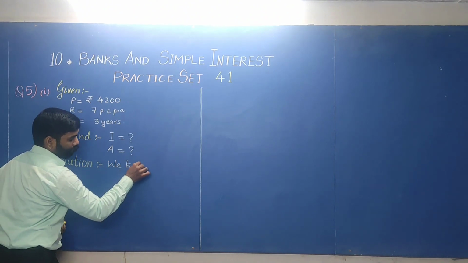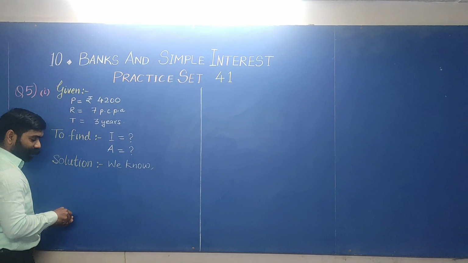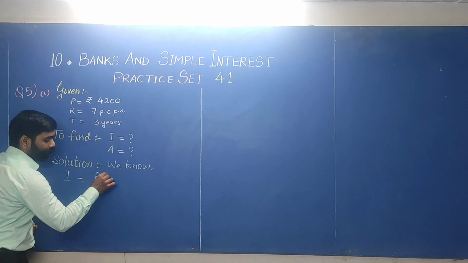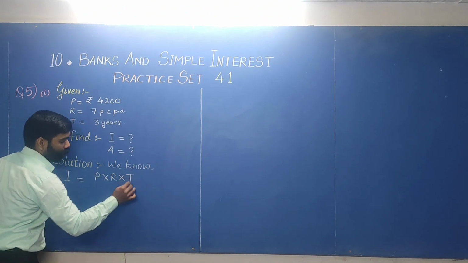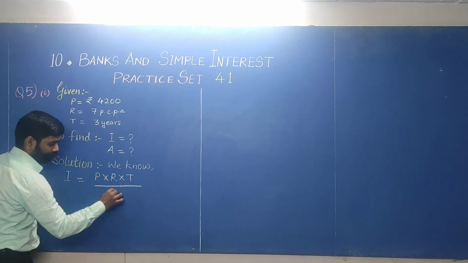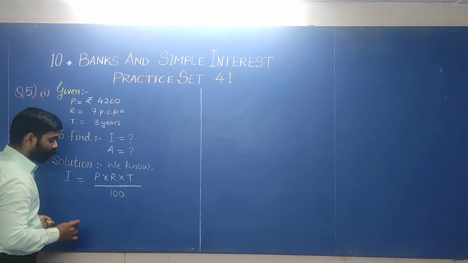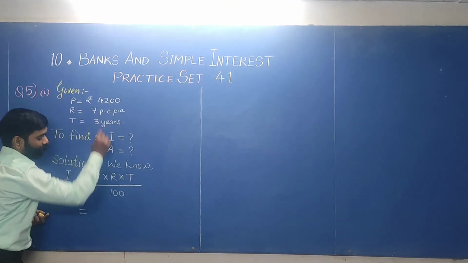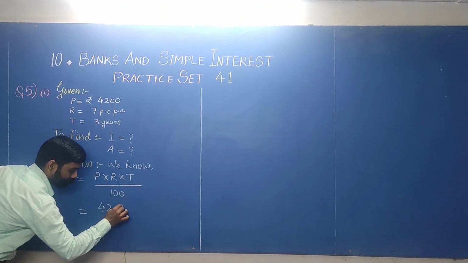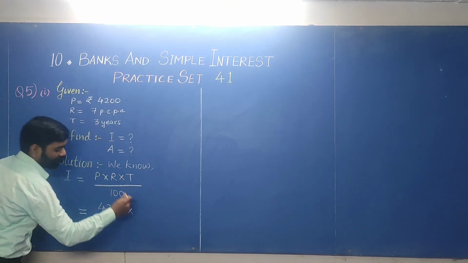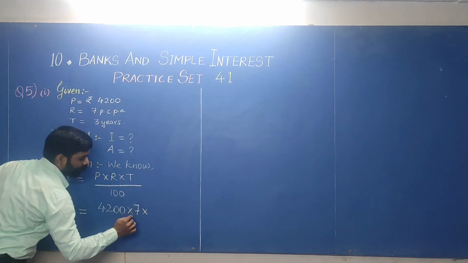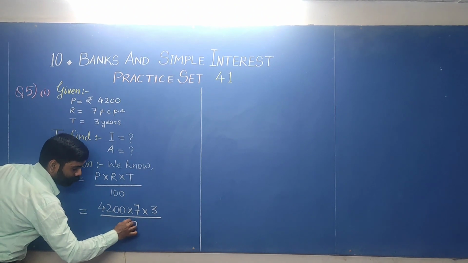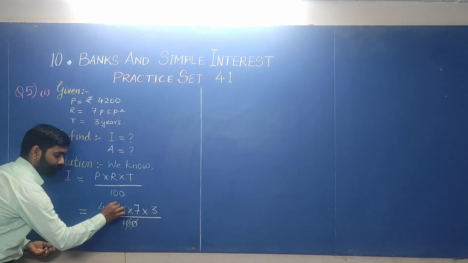We know the formula. What is that formula? Formula is I is equals to P into R into T upon 100. Okay, I hope you remember this formula. Now after this, what we will get? We will write principal. Principal is 4200 multiplied by rate. Rate is 7% and T is 3 upon 100. Okay, so here 0 get cancelled.